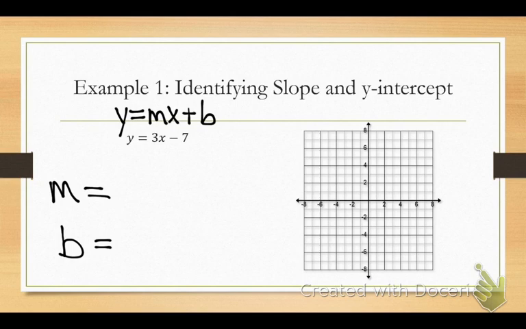Mason, which number did you plug in for m? Here in this equation, which number is substituted in for m? 3. So my slope is 3, or I could write it 3 over what? 3 over 1, and that's going to help me graph it. Okay, 3 over 1. What's my b value? What's my b value, Joshua? -7.